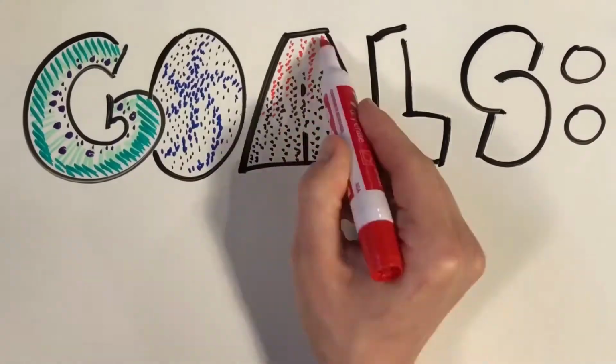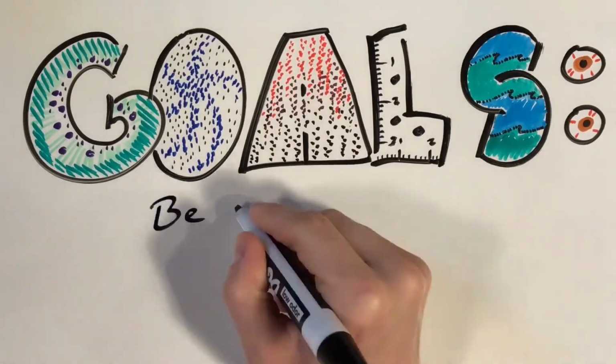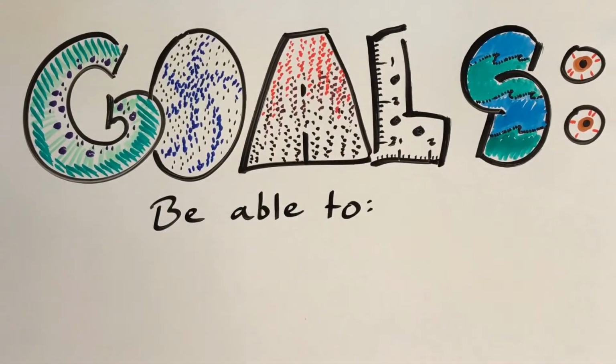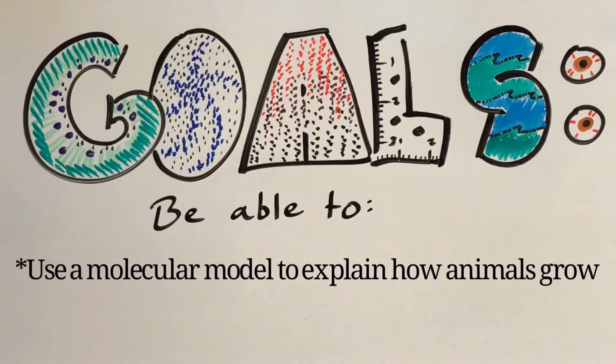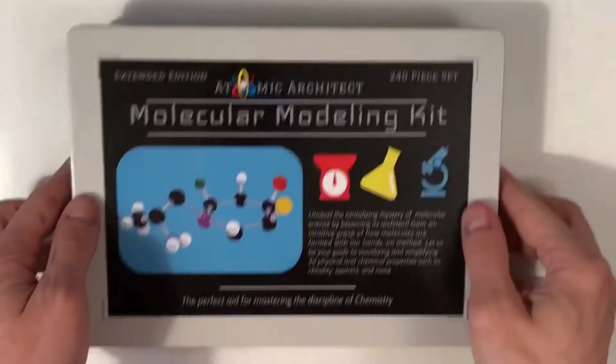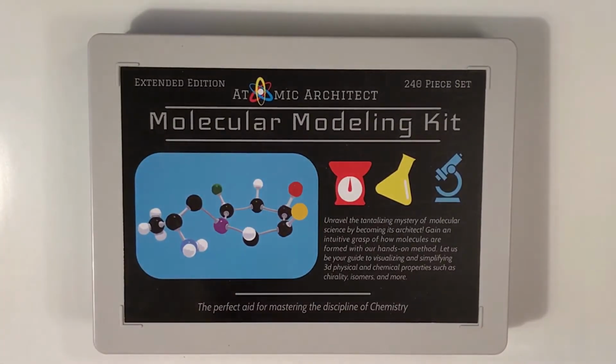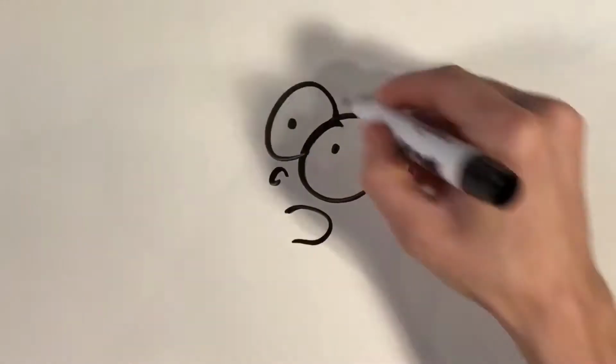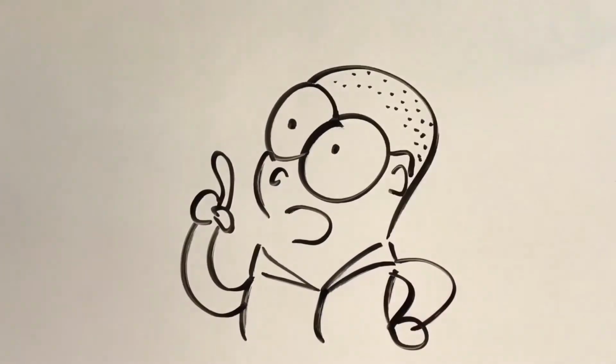Before we go any further, let's identify the goal for this video. After watching this video, you should be able to use a molecular model to explain how animals grow. Since we're talking about molecular models here, we'll spend quite a bit of time at the nanoscopic scale, which means that we'll need to use our molecular modeling kit. We can achieve our goal by appealing to some basic principles of chemistry.